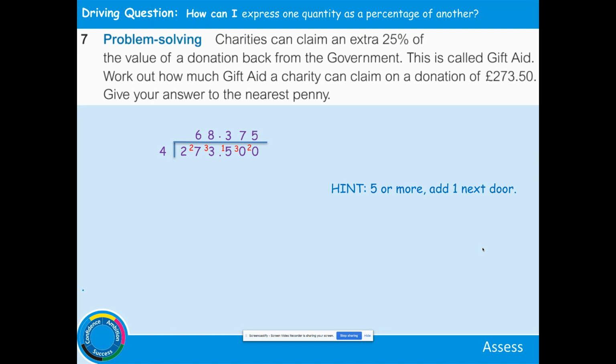Okay, so that's £68.375. Now we've got to go to the nearest penny. I gave you a little hint here, remember, 5 or more, we add 1 next door. So up to the 7 would be our normal money, because we have 2 digits in our pennies. But the next digit to the right is a 5. 5 or more, add 1 next door. So we have to add 1 to the 7, and it becomes £68.38.